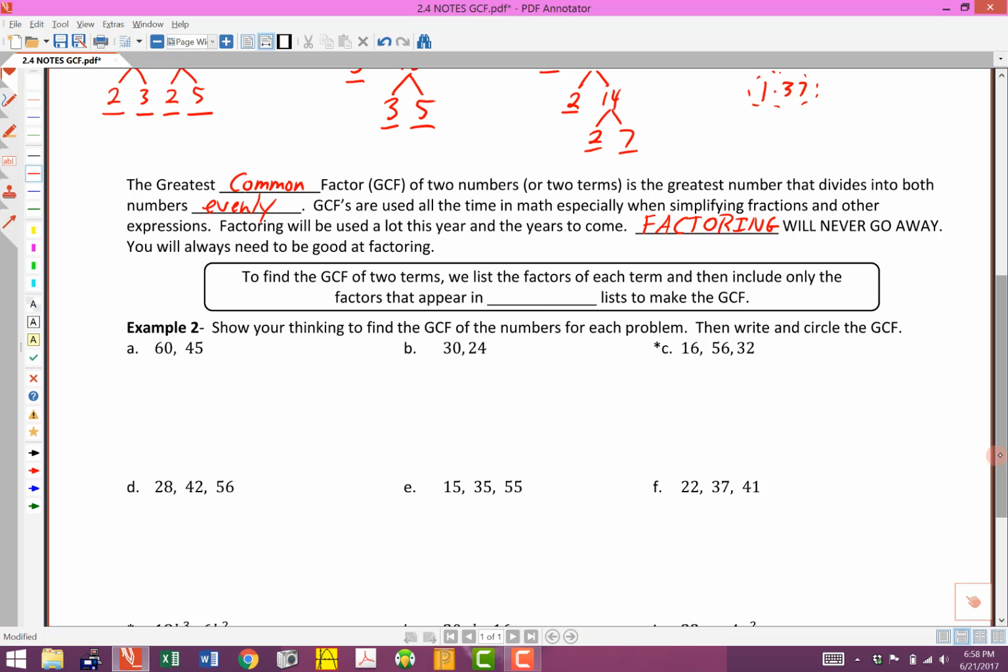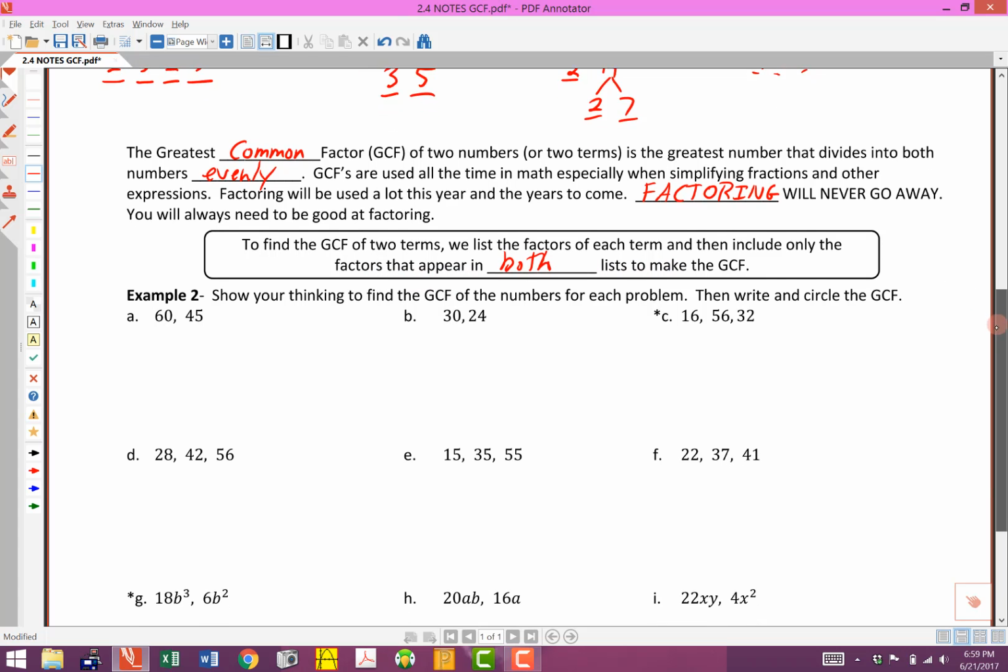So let's talk about how to find the GCF of two terms. To find the GCF, the greatest common factor of two terms, we list the factors of each term, kind of like we did up above, and then we include only factors that appear in both lists to make the GCF, to make the greatest common factor. So let me say that again. To find the greatest common factor of two terms, we list the factors of each term, and then we include only the factors that appear in both lists to make the GCF. So let me show you how that works.